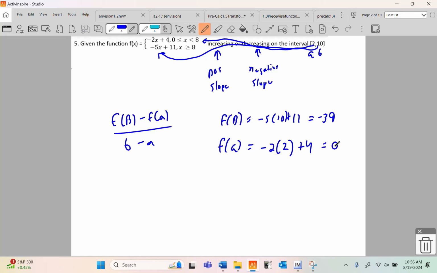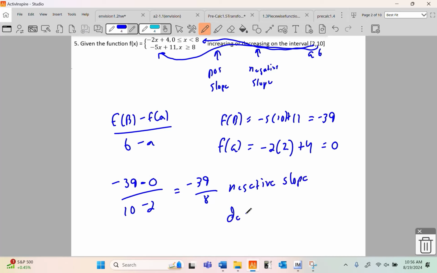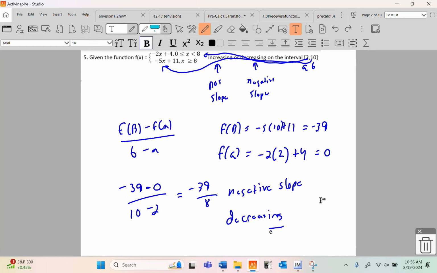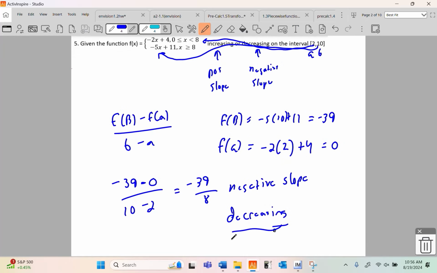Now, this thing should be decreasing if you just look at the equations. They both have negative slope. It should be decreasing. But anyways, here's the math behind it. F of B is negative 39. I am taking away f of A, which is 0. I'm going to be sitting over 10 minus 2. And I end up with negative 39 over 8, which is definitely negative slope. That will not reduce, by the way. So decreasing is my answer. It is definitely decreasing.